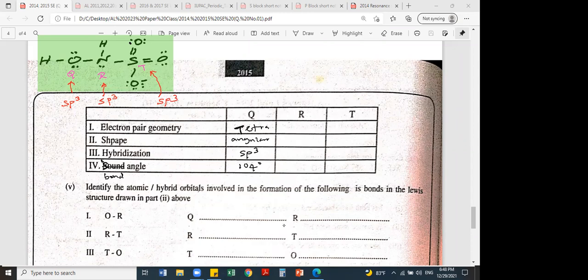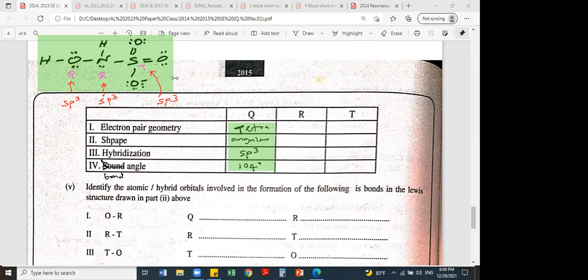Please raise your hand or reply if you have got all four correct for Q. You have already put the answer: angular, linear, sp3 and 180 degrees. You put the answers horizontally, no? Tetrahedral, angular, sp3, bond angle. Please put the answers vertically, column wise, then it's easy for me to refer.